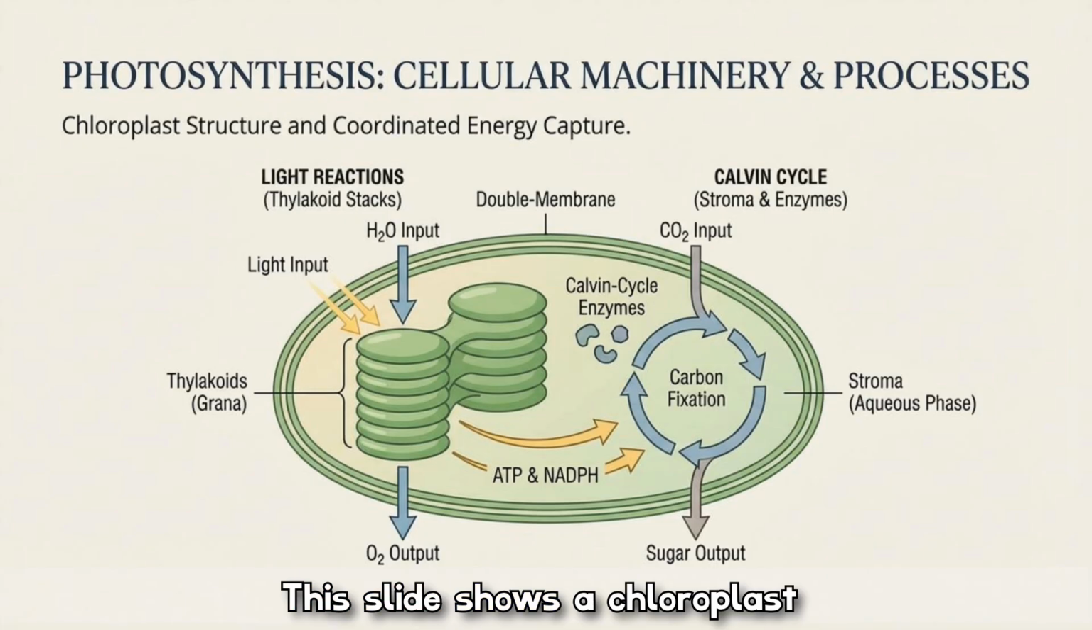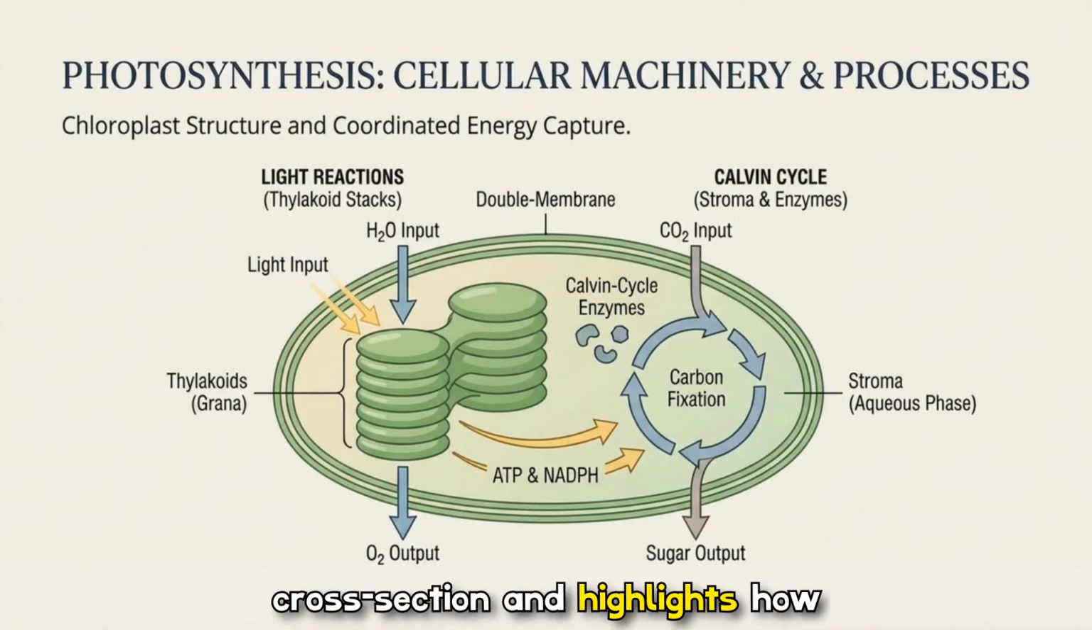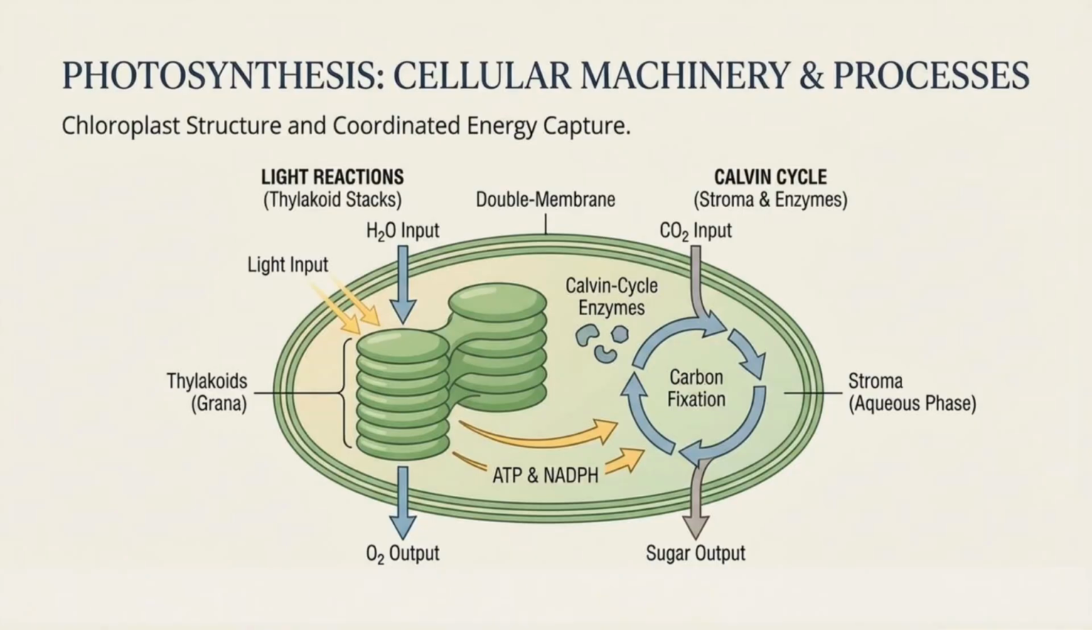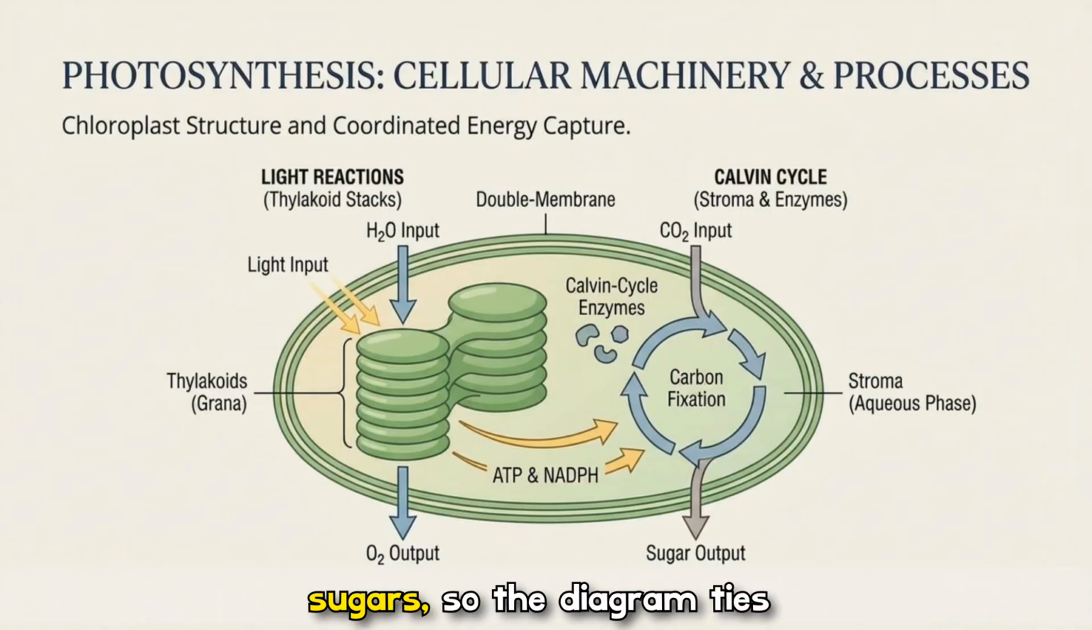This slide shows a chloroplast cross-section and highlights how its internal architecture coordinates energy capture. Light reactions occur in thylakoid stacks, producing ATP and NADPH, which then feed the Calvin cycle in the stroma, where carbon is fixed into sugars. So the diagram ties structure directly to the flow of energy and matter inside the organelle.